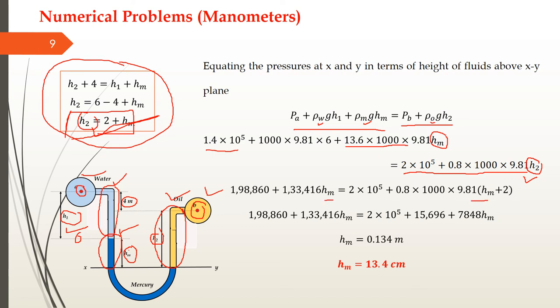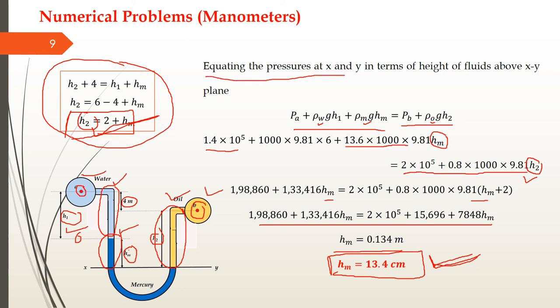So we'll rearrange this equation after putting in all the values, and we will get that HM, the difference in the level of the mercury, is equal to 0.134 meters, and certainly we can convert that into centimeters. So this is the unknown which we were trying to find out in this numerical problem. So HM, that is the difference between the mercury levels, is 13.4 centimeters.